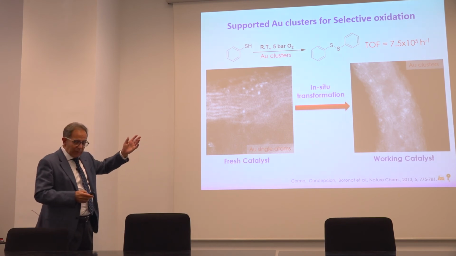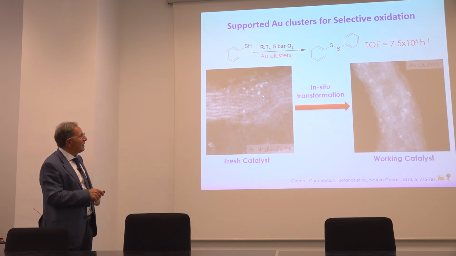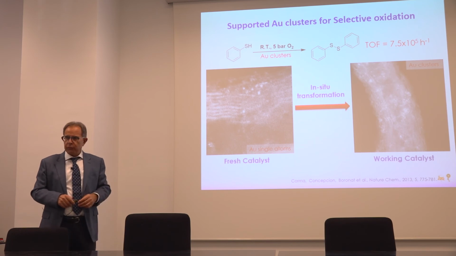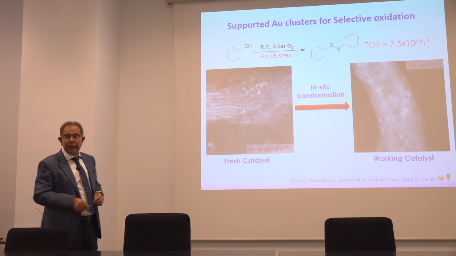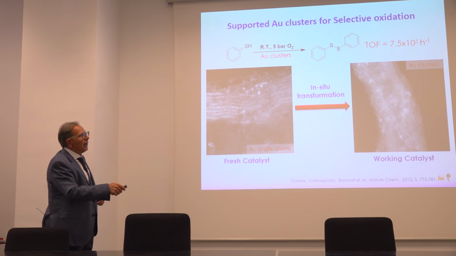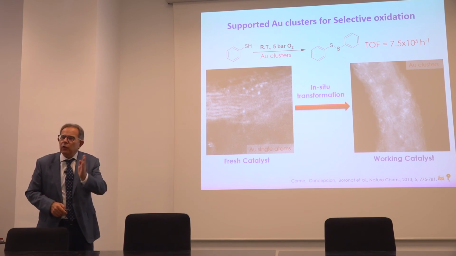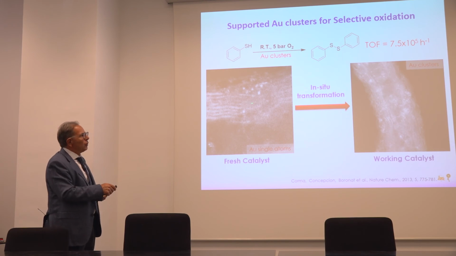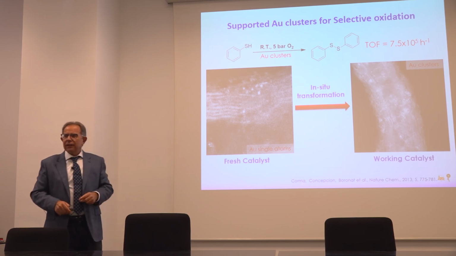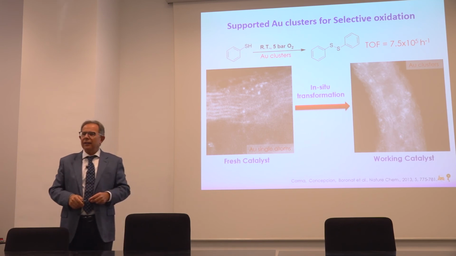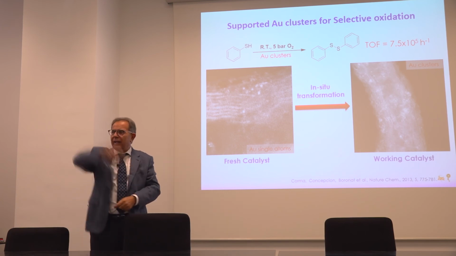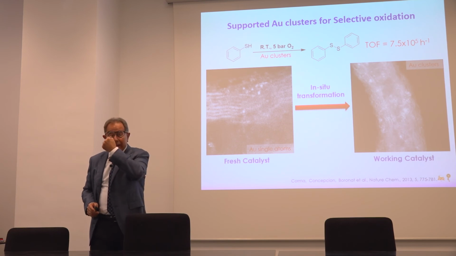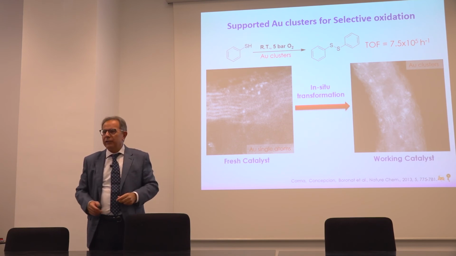Some time before, to show you one practical case, we were supporting single atoms, gold atoms, on carbon nanotubes, and we were performing the oxidation of thiol to disulfide. We were obtaining extremely high turnover frequencies. But then, when we looked carefully at what was happening with the catalyst, what we saw is that during the reaction, those single atoms were forming clusters. And what were really active were the clusters. That means that when we made the clusters, right away, they were giving us the desired activity that we wanted on the catalyst.